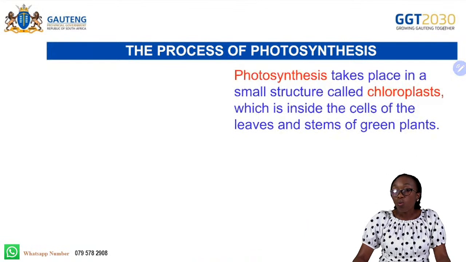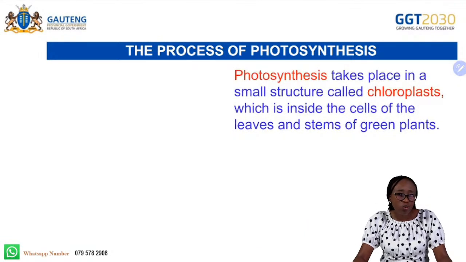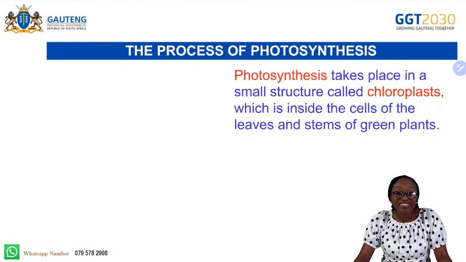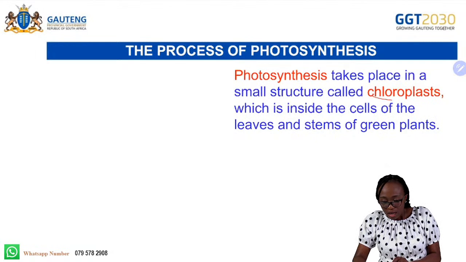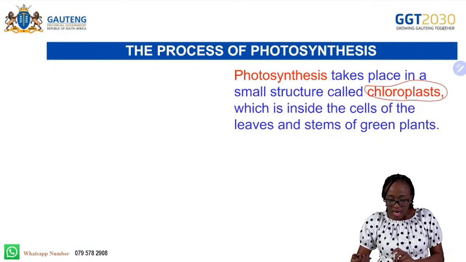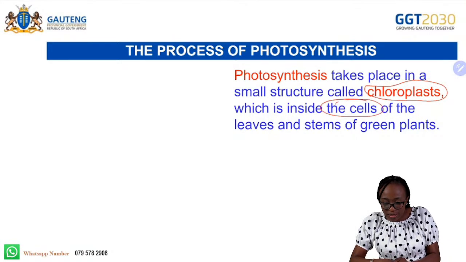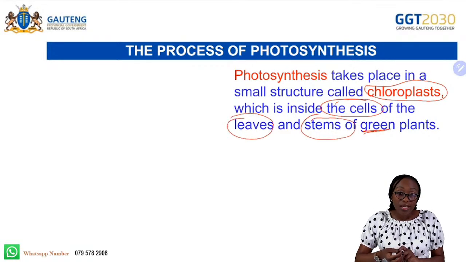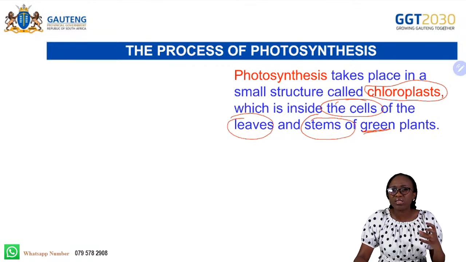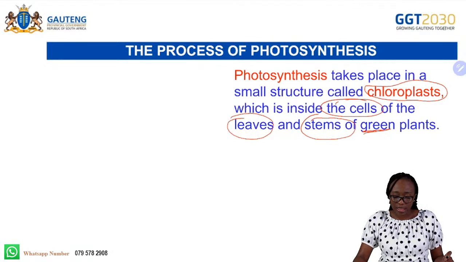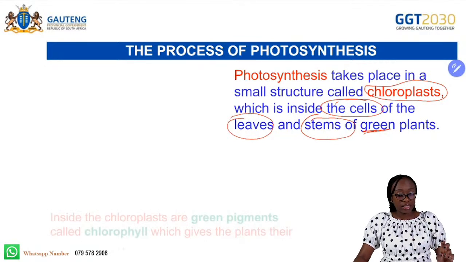All right. So where does photosynthesis happen? Photosynthesis happens in a small structure called chloroplasts. Where are the chloroplasts? The chloroplasts are inside the cells of the leaves and stems of green plants. So where do we find them? We find them inside the cells of green plants. It could be the stem of that green plant or the leaf. Only if the stem is green.